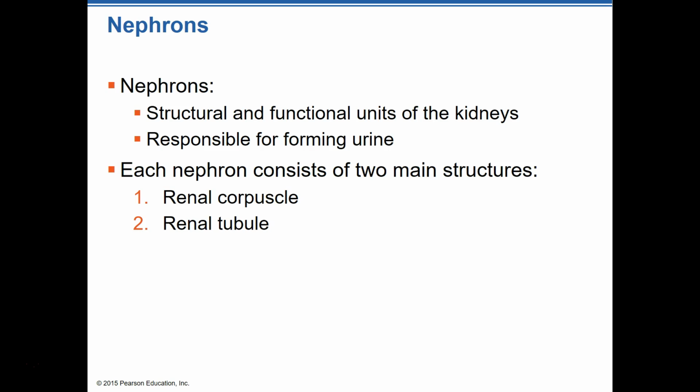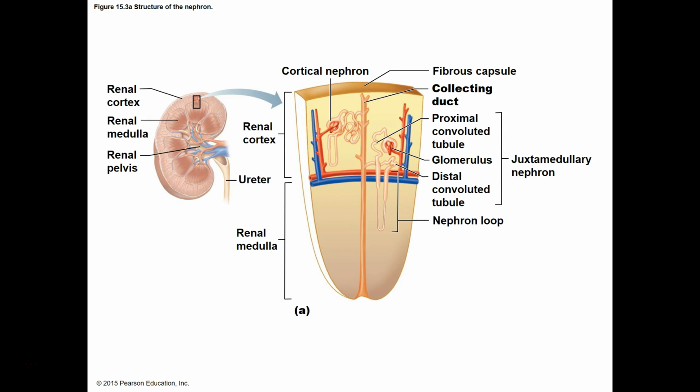So there's two main structures of these nephrons, and one of them is the renal corpuscle, and the other one is the renal tubule. Seeing as how we're talking about kidneys and the renal system, we're going to talk about renal corpuscles and renal tubules. These are all part of a nephron. Okay?